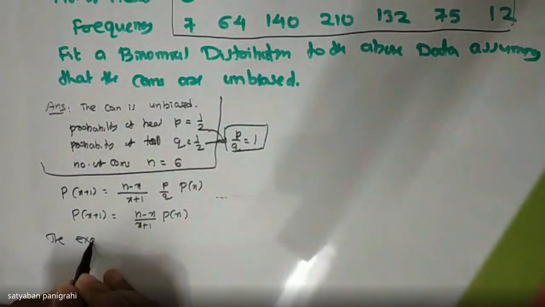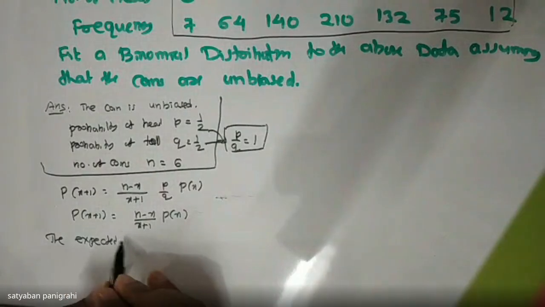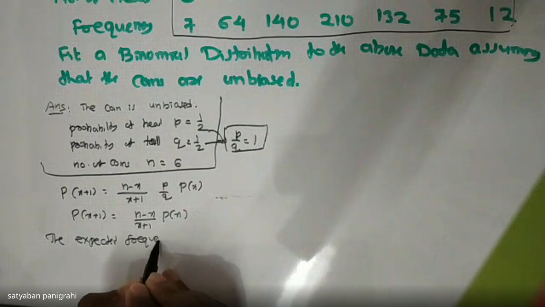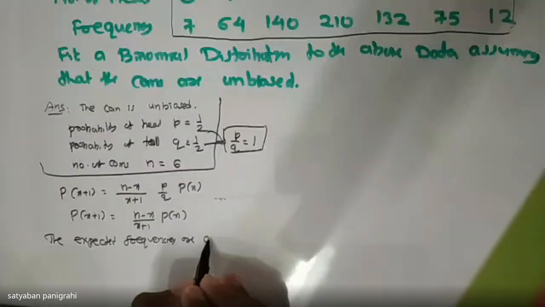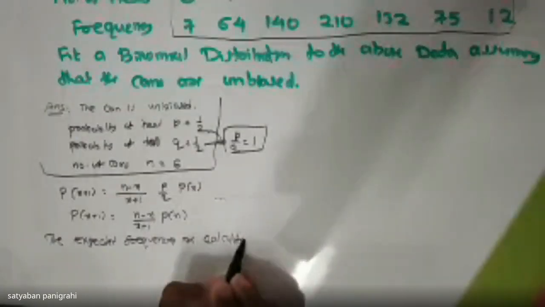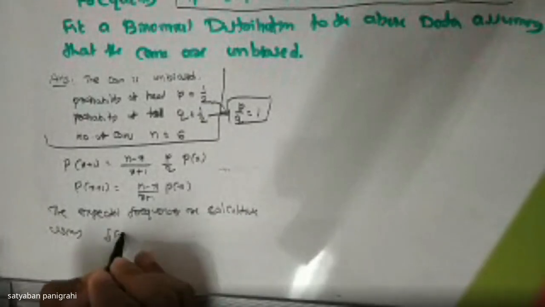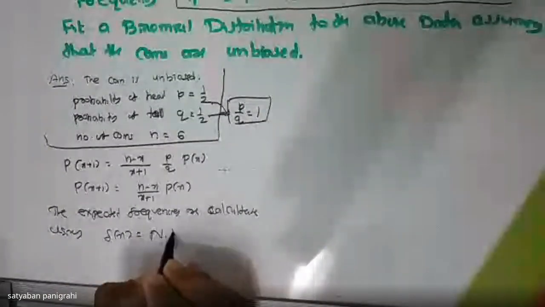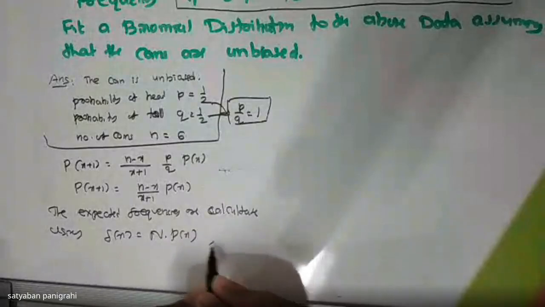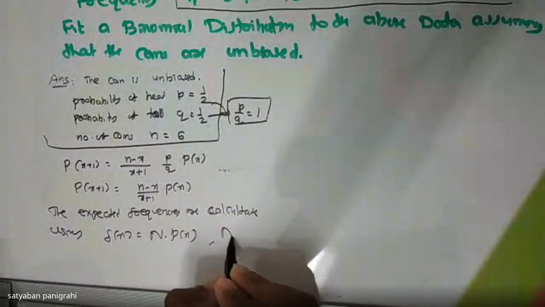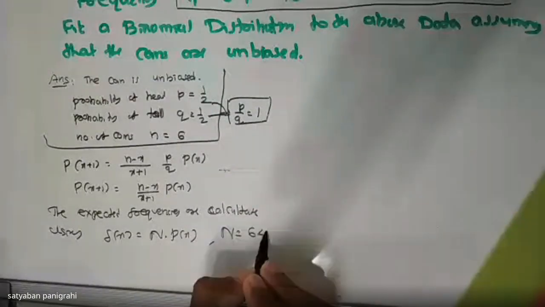So the expected frequencies are calculated using, what is used? It uses f of x equal to N into P of x. Here capital N equal to 640, tossing the coin 640 times.